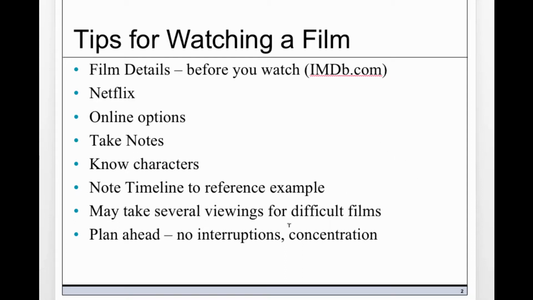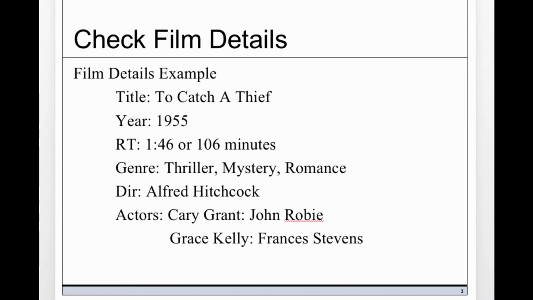So it may take several viewings for the difficult films. The first one is not too bad, but it all depends on how you watch the film, if you get interrupted, that type of thing. So plan ahead, avoid interruptions, really concentrate on the film. So one viewing might do it for you. That will be very important for getting through it and having a good experience.